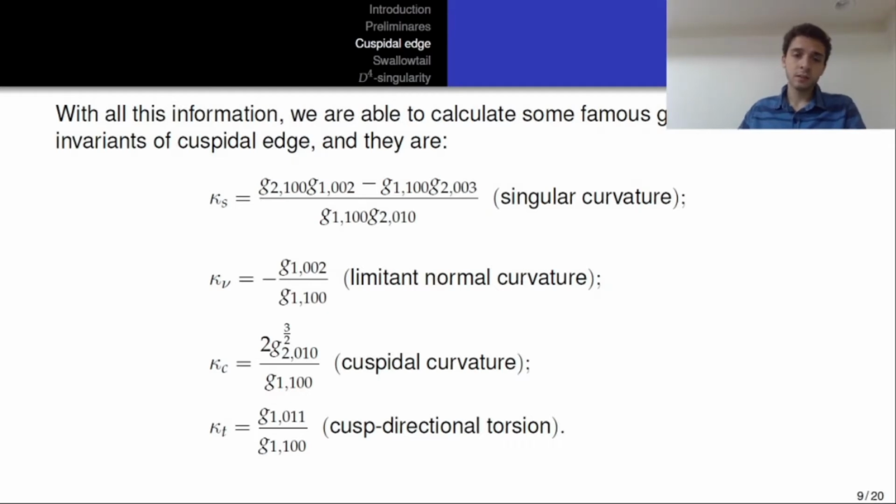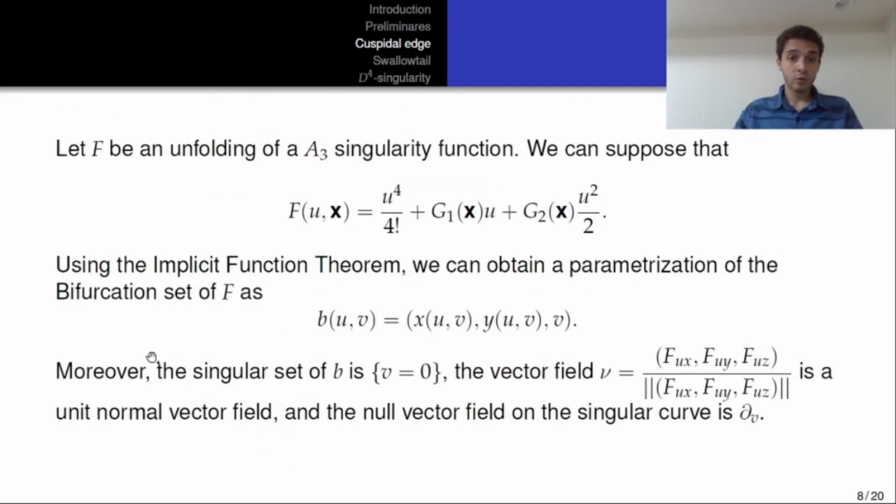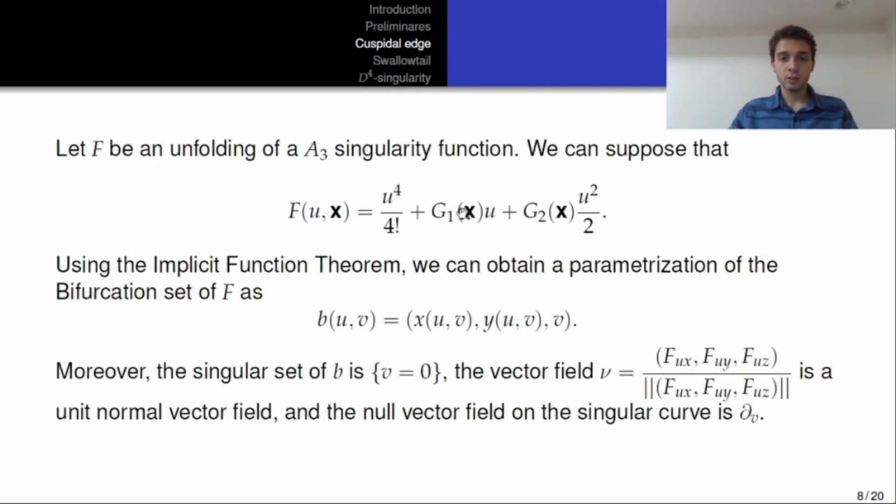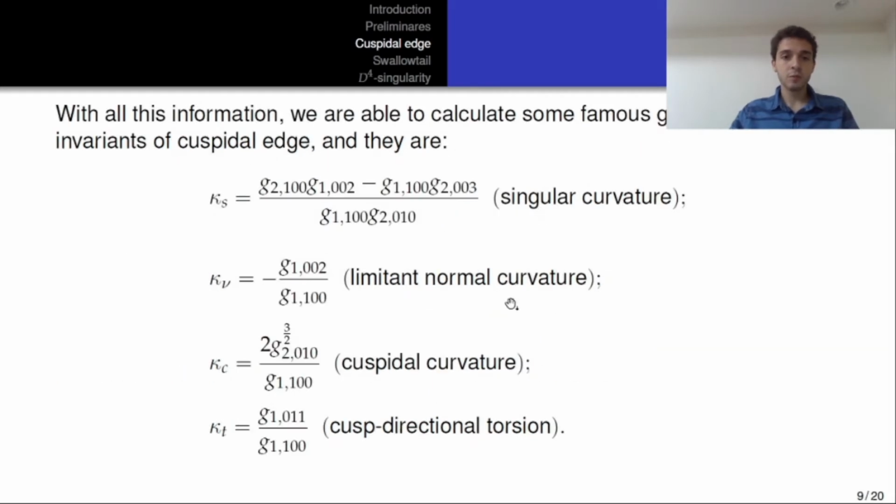With all of this information, we are able to compute some famous geometric invariants of the cuspidal edge: singular curvature, limiting normal curvature, cuspidal curvature, and cusp direction torsion. For example, to compute the cusp direction torsion, we just need the coefficient of yz of g1 and the coefficient of x of g1. So I just need two coefficients of g1, right? Another example, for the cuspidal curvature, I only need the coefficient of y of g2 and the coefficient of x of g1, right? So just some coefficients of g1 and g2 are sufficient to give me the geometric invariants of the cuspidal edge.